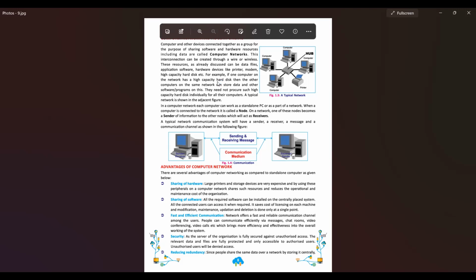Now, in a computer network, each computer can work as a standalone PC or as a part of a network. When a computer is connected in a network, it is called a node. One of these nodes becomes a sender of information. Other nodes can act as receivers. So my dear students, I just want to share some interesting facts and information about computer networking.